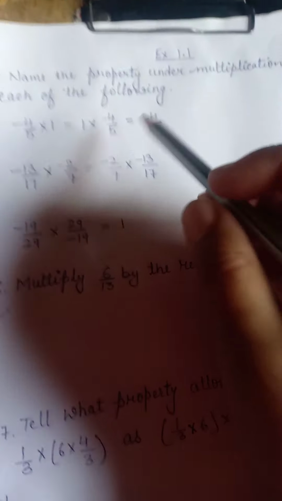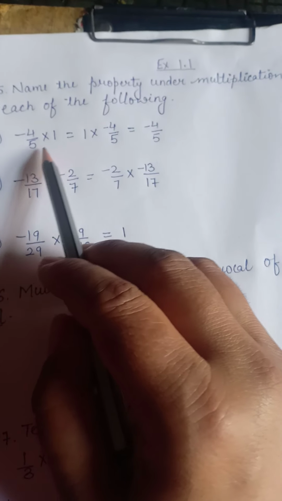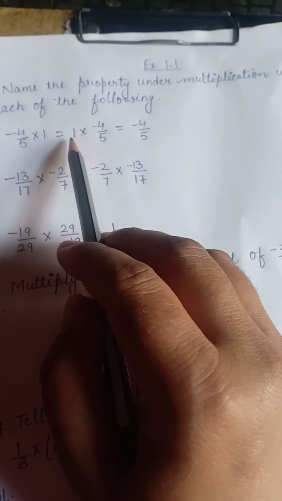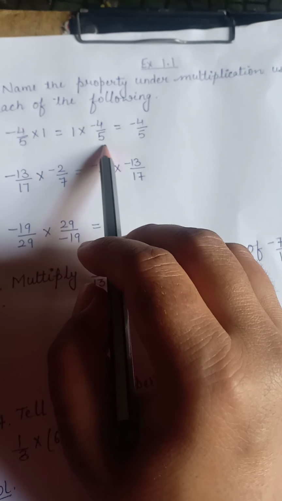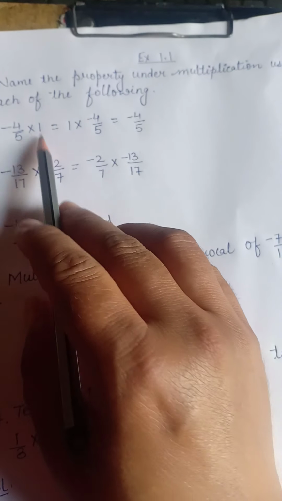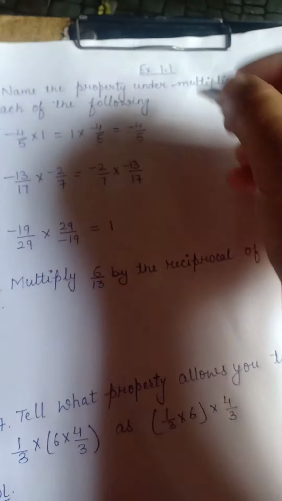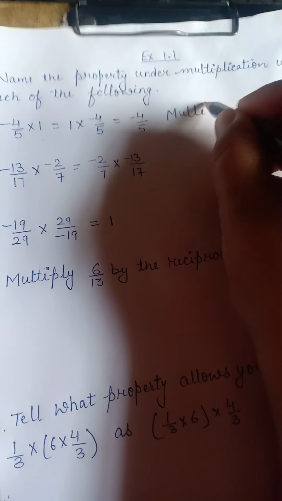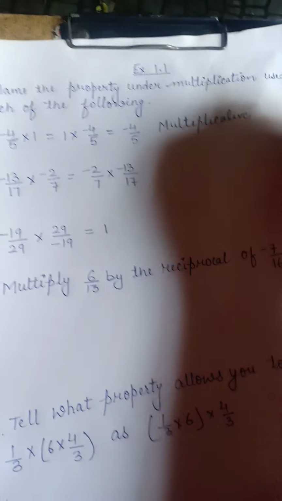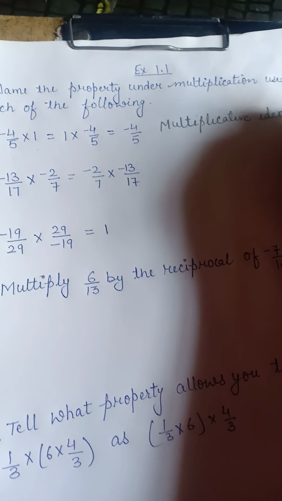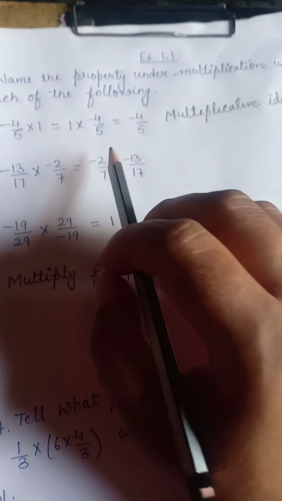In this we have minus 4 upon 5 as a rational number which is multiplied with 1, and on the right hand side we have 1 multiplied with minus 4 upon 5, and the product remains the same. If 1 is multiplied with any rational number, we call 1 the multiplicative identity. Multiplicative identity means that the product is not changed.